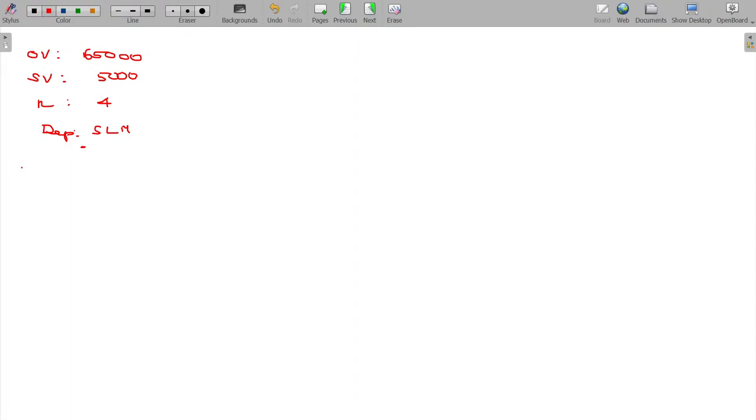And note, the asset is sold for rupees 10,000 at the end of the third year. At the end of the third year it is sold. Clear?